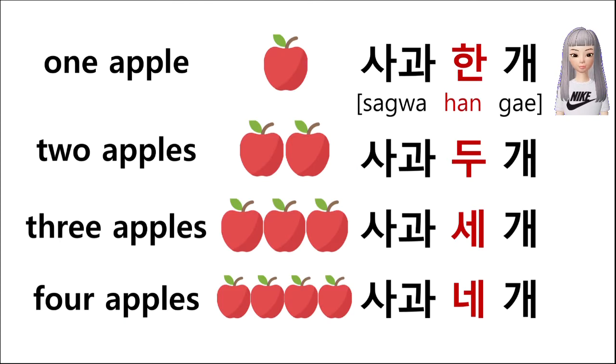For example, in the sentence, one apple was 사과 한 개. 2 apples is 사과 두 개. 3 apples is 사과 세 개. 4 apples is 사과 네 개. From 5, we use the original form. 다섯, 여섯, 일곱, and so on. So, it's only 1 to 4 that you have to memorize the new form.